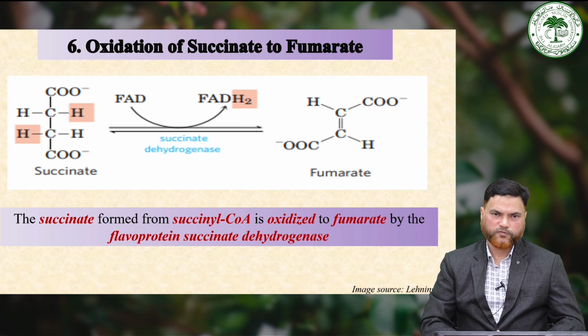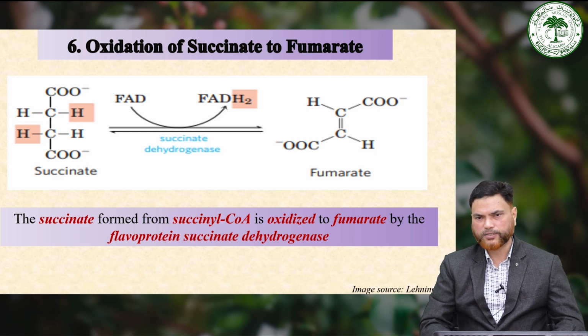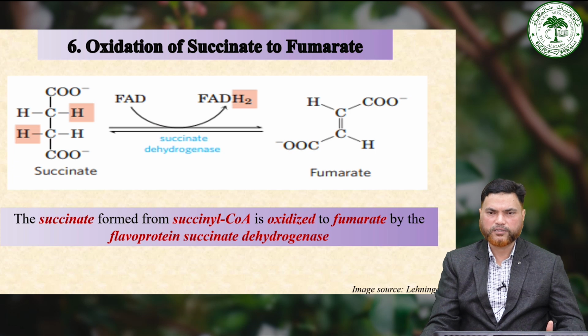Now, oxidation of succinate to fumarate. Succinate is converted into fumarate by the enzyme succinate dehydrogenase, which is responsible for the oxidation of succinate to fumarate. This enzyme is a flavoprotein, located in the inner mitochondrial membrane, and generally functions as a part of the electron transport chain.